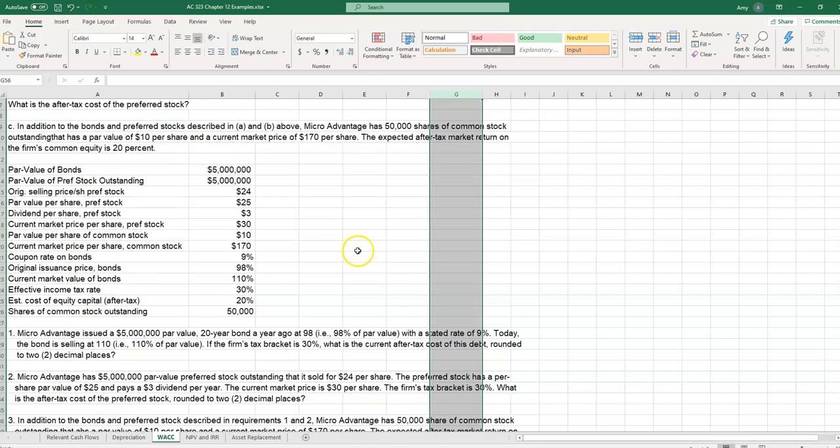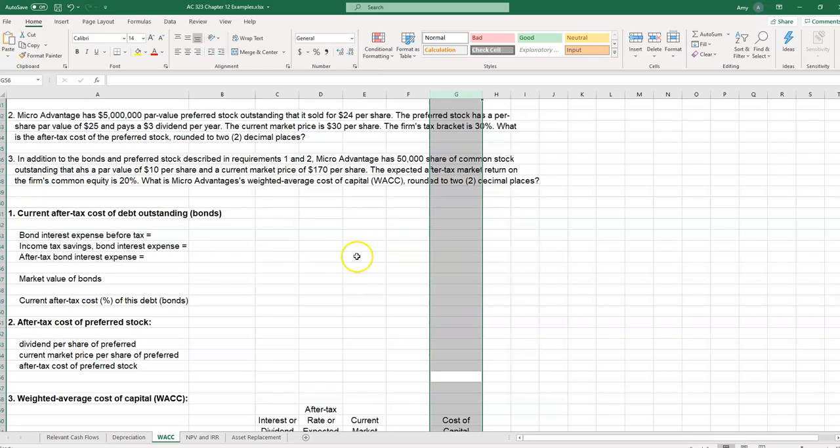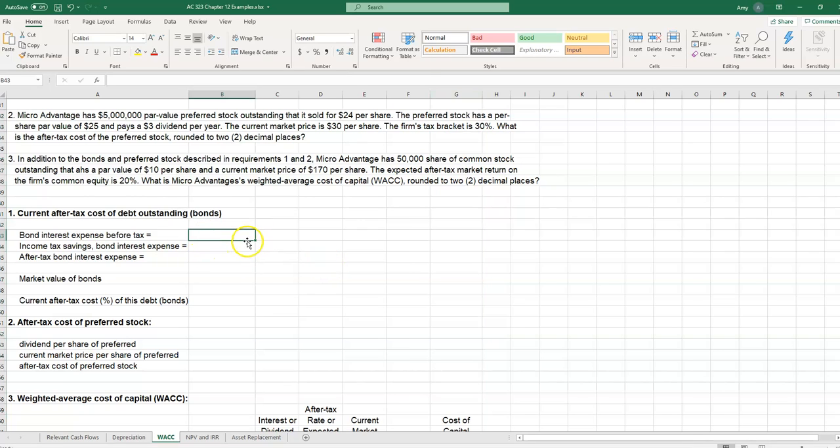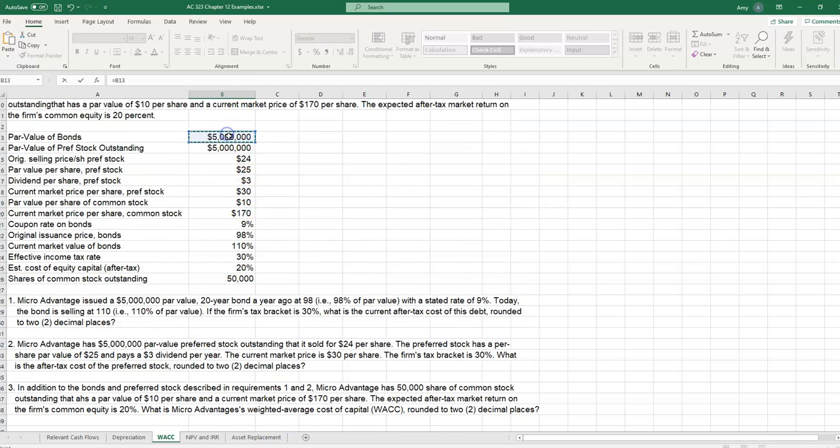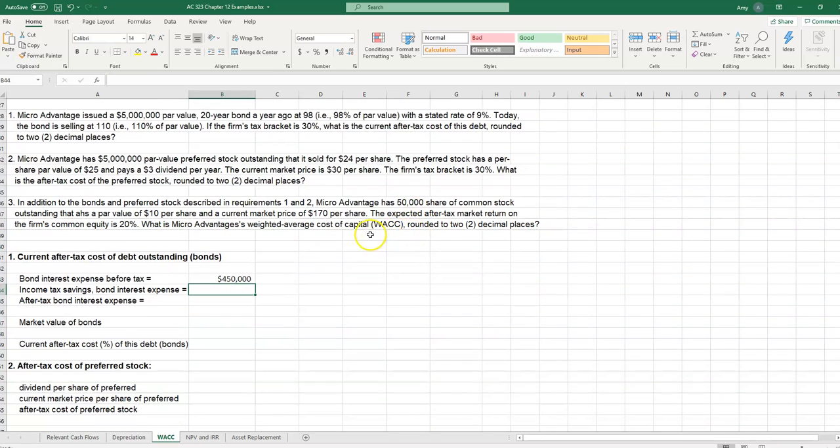So when we calculate our weighted capital, we look at what our debt to equity balance is in the company. So we're going to start with our bonds. And what is our bond interest expense before taxes? So we have $5 million in bonds and a 9% coupon rate. So our bond interest before tax is $450,000.